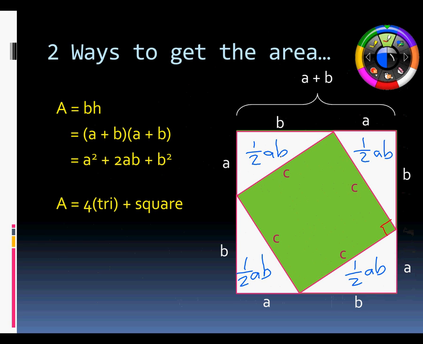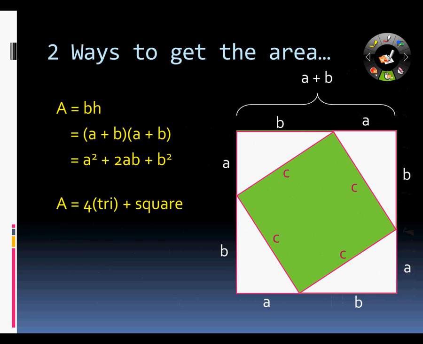What about the area of my square in the middle? Well, it's base times height, and they're both the same. That means I get C squared for the area of my green square in the middle. So I say 4 times 1/2 AB, that's the area of each of my triangles, plus my C squared. Now I can simplify because 4 times 1/2 is going to be 2AB plus C squared.